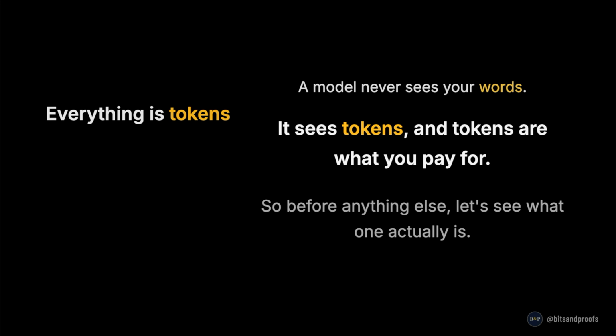Here is the idea to hold on to. A model never actually sees your words. It sees tokens, and tokens are what you pay for. Cost is charged per token. Limits, like the context window, are measured in tokens. And even speed is per token, since the model generates one token at a time. So before anything else, let's see what one token actually is.